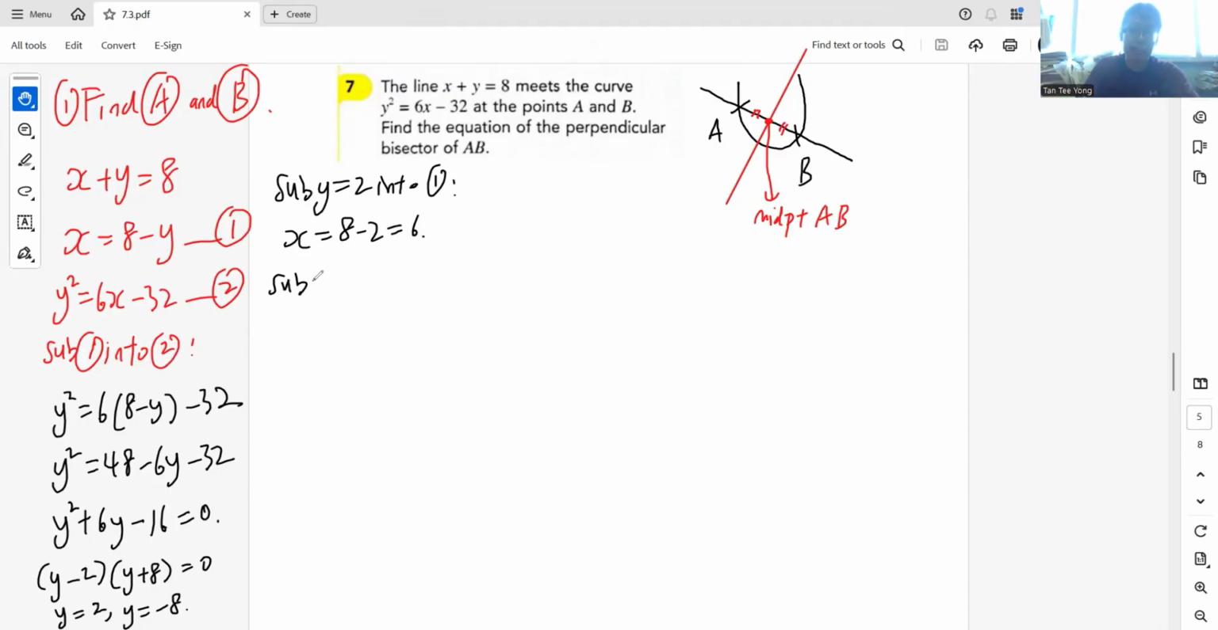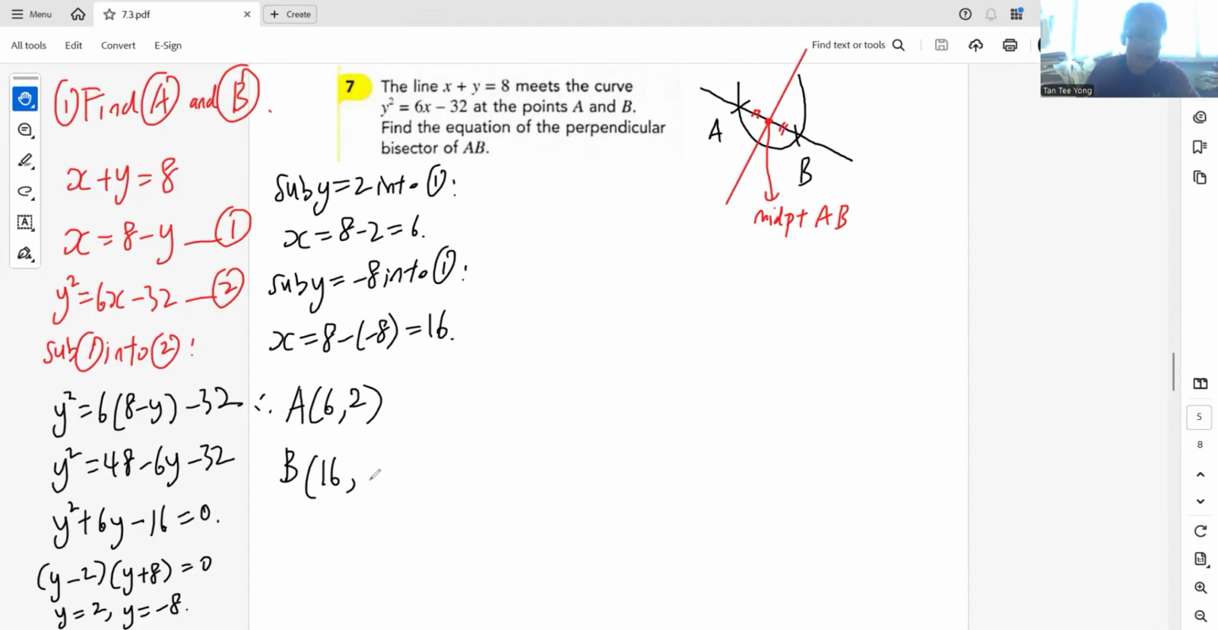Then you got to sub again. Sub y equals negative 8 into equation 1. So you have x equals 8 minus negative 8, which is 16. So therefore, the two coordinates, A should be (6, 2), and B is going to be (16, negative 8). Now we have found the two coordinates A and B. After finding A and B, everything else is the same as question 6.